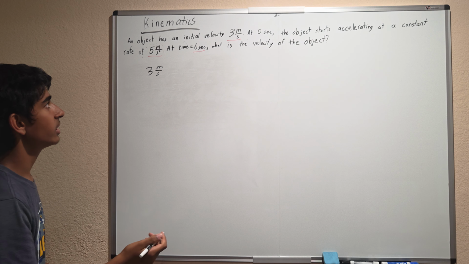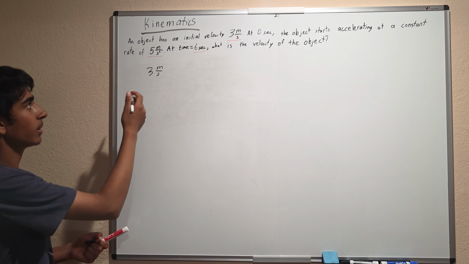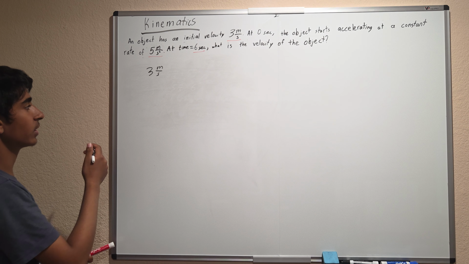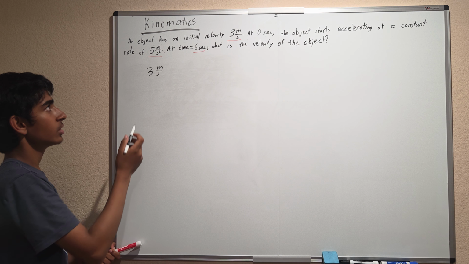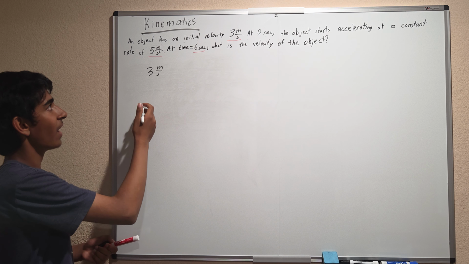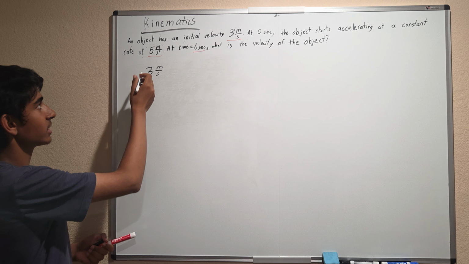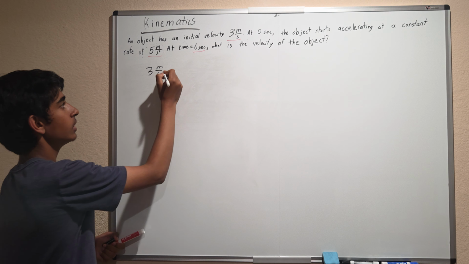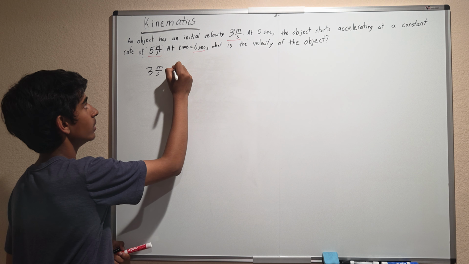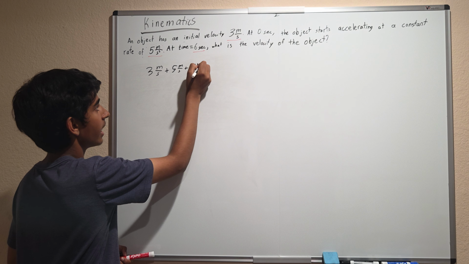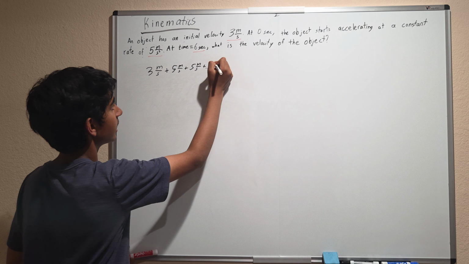And acceleration is just talking about every second, how many meters per second the velocity is going to increase. So this just means every second the velocity will increase by 5 meters per second. That's why it's meters per second squared. So now, every second we increase by 5 meters per second, and we'll be doing this 6 times.